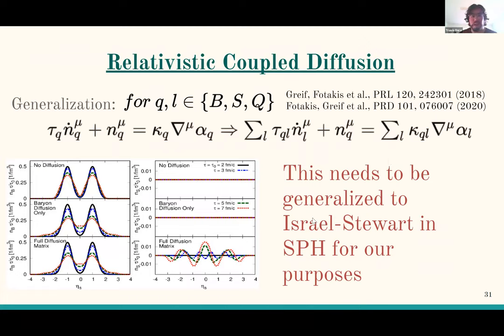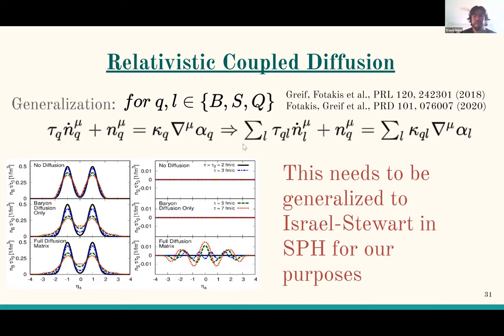And also, if we're going to be doing diffusion for BSQ, well, we know that if I have particles moving around, certain, for instance, hadrons can carry baryon number, strangeness, and charge, right? So the point is that the diffusion that we see actually has the ability to be coupled, right? So if I diffuse baryons, I'm not just diffusing baryons, but I'm also diffusing in some sense strangeness and in some sense electric charge, right?